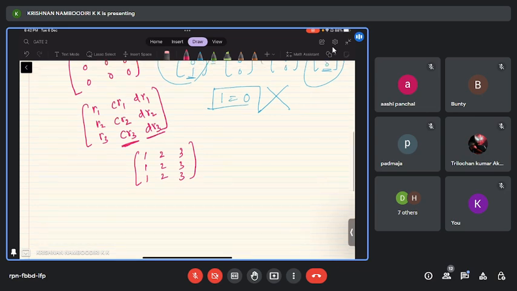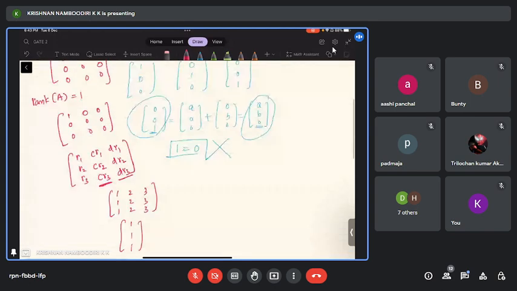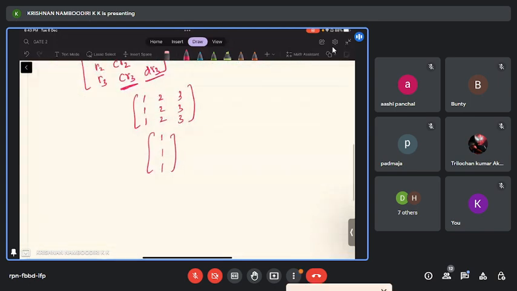So that means rank is 1. There is only one independent vector. This is that one vector, 1, 1, 1. If you see column wise, this is that independent vector. All the other columns can be expressed as a scalar multiple of the first column, correct? That is one way. Those are the possibilities for rank equal to 1.